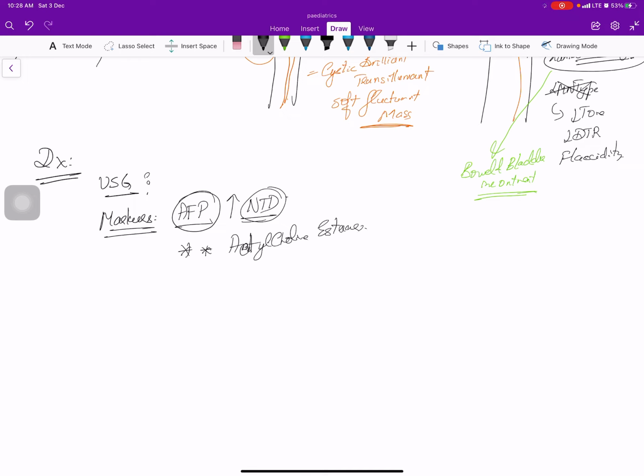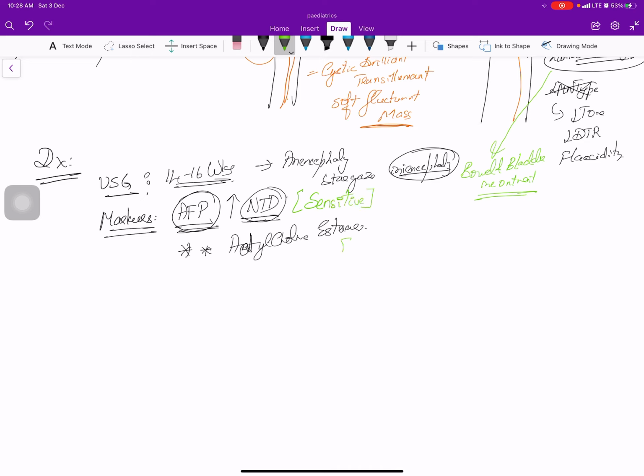So again, USG at 14 to 16 weeks, we can check for a neural tube defect. Most evident will be anencephaly. In that we have the star gazing appearance, in case of iniencephaly, wherein the occipital lobe is fused with the spinal cord. Markers will be alpha fetoprotein, which is always raised in any neural tube defect, but this happens to be the most sensitive marker, and acetylcholinesterase happens to be the most specific marker.